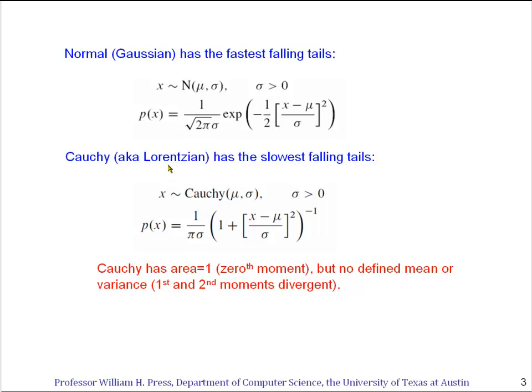Now Cauchy, which is also called a Lorentzian distribution by physicists, is a perfectly good probability distribution. It has area equals 1. What's odd about it is it doesn't actually have a mean or a variance or standard deviation. If you plug this formula in and try to do the integrals, you'll find that the integrals are divergent. So mu is not the mean. Mu is the center of the distribution, but it's not actually a mean. And sigma is some measure of the width of the distribution, but it's not actually a standard deviation. We just have to live with that.